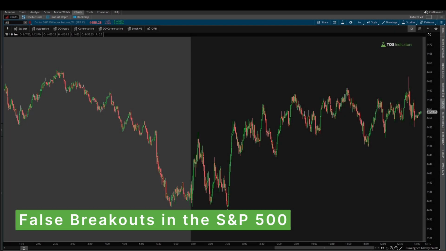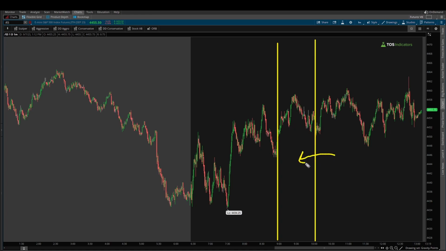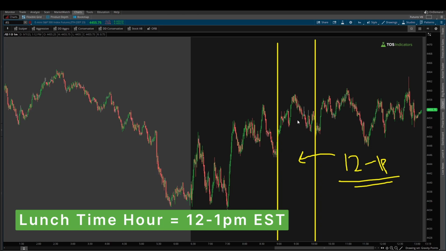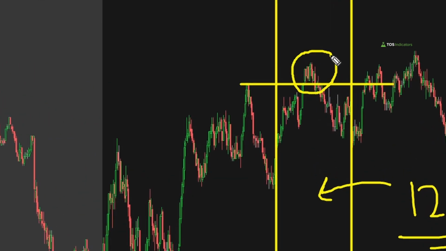False breakouts were the name of the game today inside of the S&P 500. The most obvious false breakout, and the one that I think most of you could have recognized, of course, came during the lunchtime hour. This is the 12 to 1 p.m. East Coast hour, which is their lunchtime hour, where we see our classic setups, things like a breakout setup, a trend pullback setup. They have much lower probabilities associated with them during this hour.